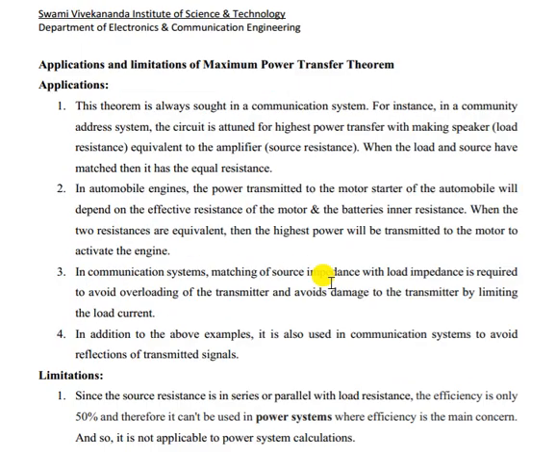Now the application and limitation. The maximum power transfer theorem is basically used in communication systems. For instance, in a public address system, the circuit is tuned for highest power transfer by making the speaker, that is the load resistance, equivalent to the amplifier source resistance. So when the load and source resistance are matched, then maximum power will be transferred.